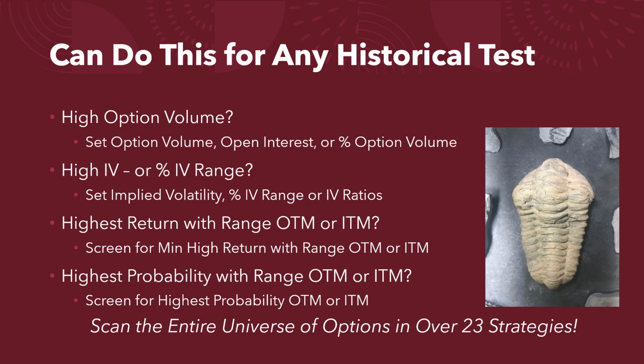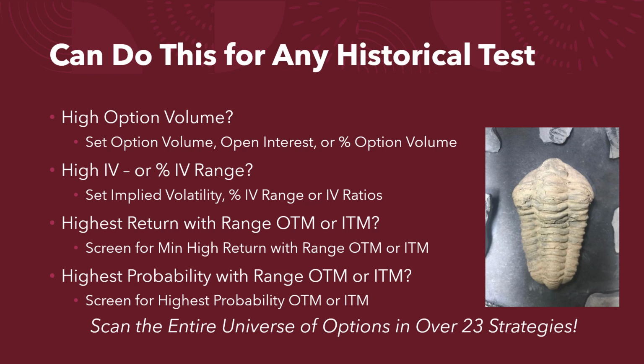Of course, you can also filter for the highest probability. If I wanted to look for positions that were in the money, for example, in a covered call and had at least a 75, 80, or 90% probability, we would just put that in as well. This allows you, of course, to scan the entire universe of options in over 23 different strategies.